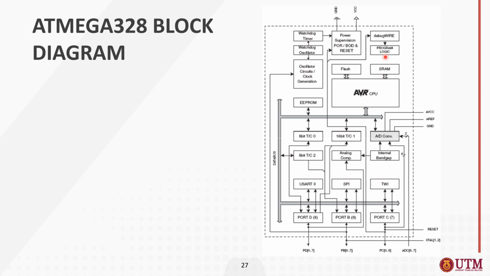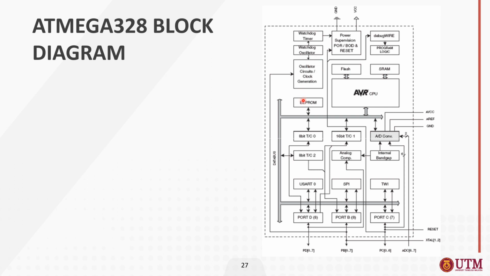From here, you can see it is being separated, so it has different buses to connect to the CPU. So it is a Harvard architecture based chip. As you can see here, this is just like power supervision that will supply your VCC and ground. This is the debug wire, watchdog timer, and watchdog oscillator. This will be used to select the frequency, sampling time, and so on.